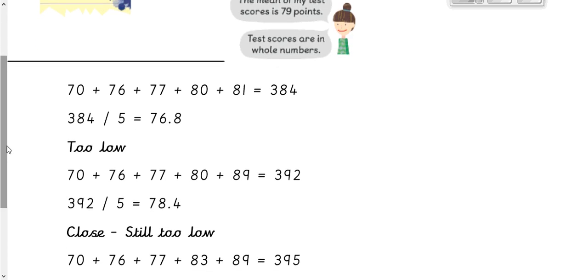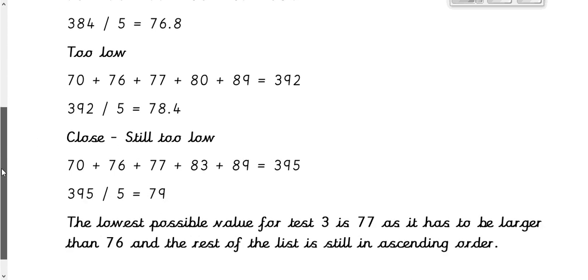I'm going to keep my first 3 numbers the same, because I want it to be 77. I'm going to add 80 still, but I'm going to add 89 now for 392. 392 divided by 5 bits of data is 78.4. Now it has to be a whole number, so it can't be that. And it has to be 79.